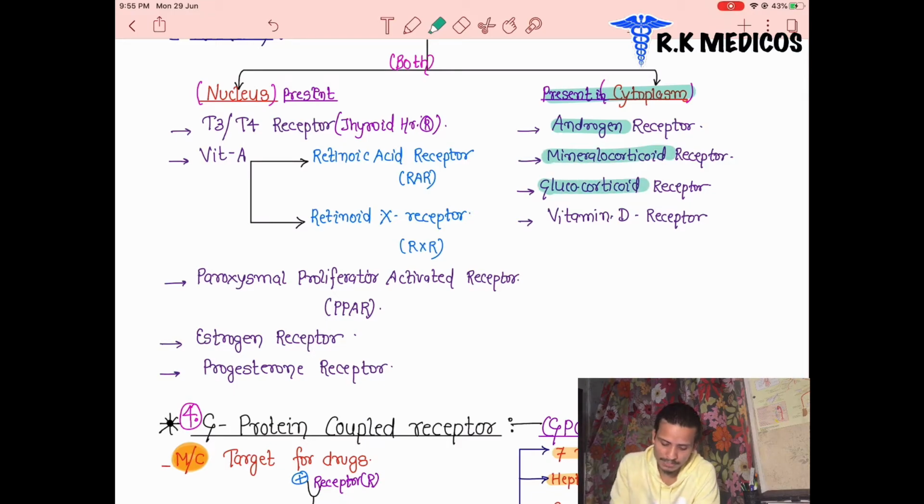Next are those present in the cytoplasm. Which receptors are located inside the cytoplasm? In the cytoplasm, they are the androgen receptor, mineralocorticoid receptor, glucocorticoid receptor, and vitamin D. This is important. Vitamin D receptors are located where? They are also located inside the cytoplasm.